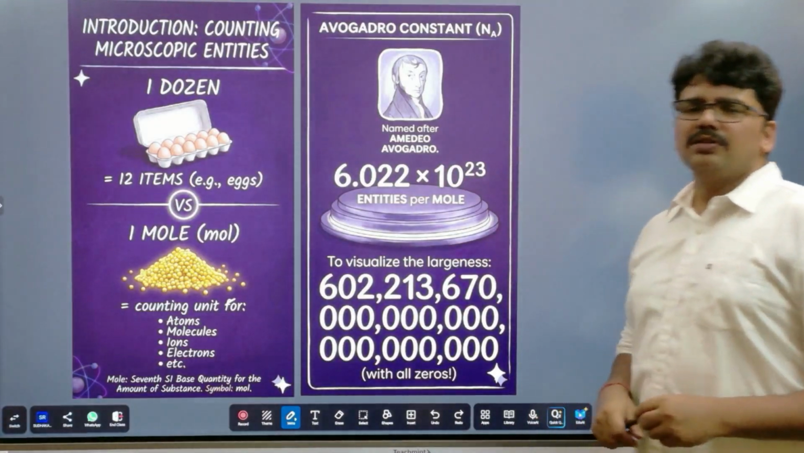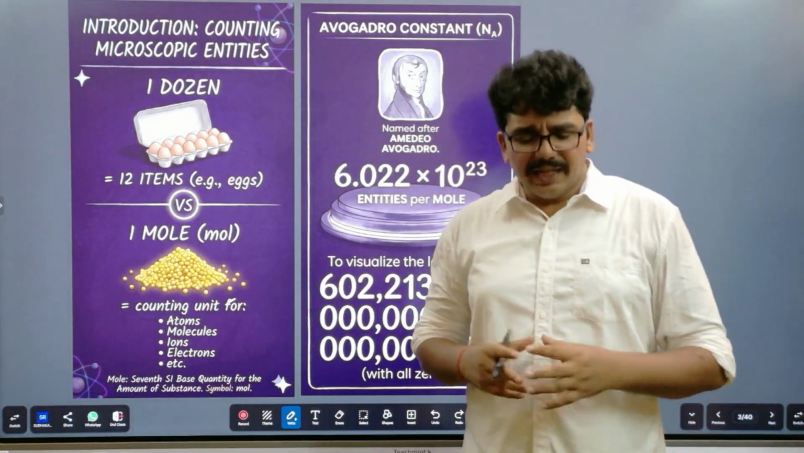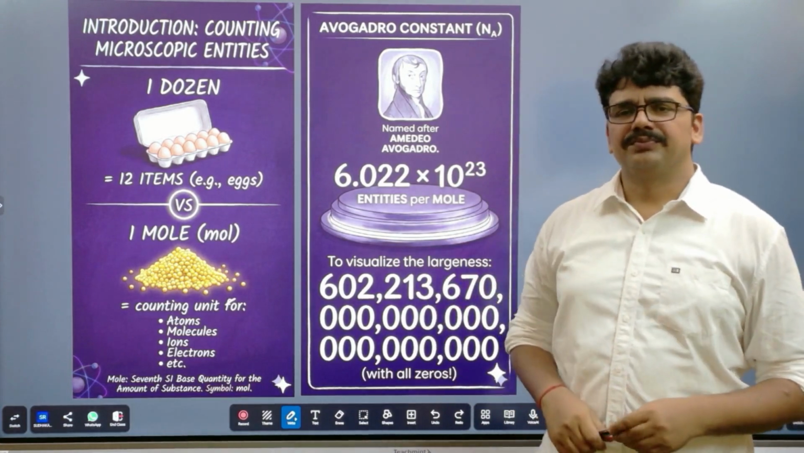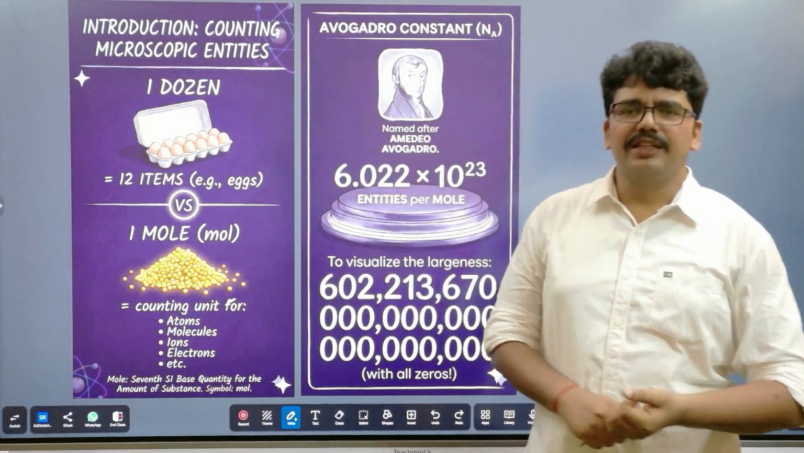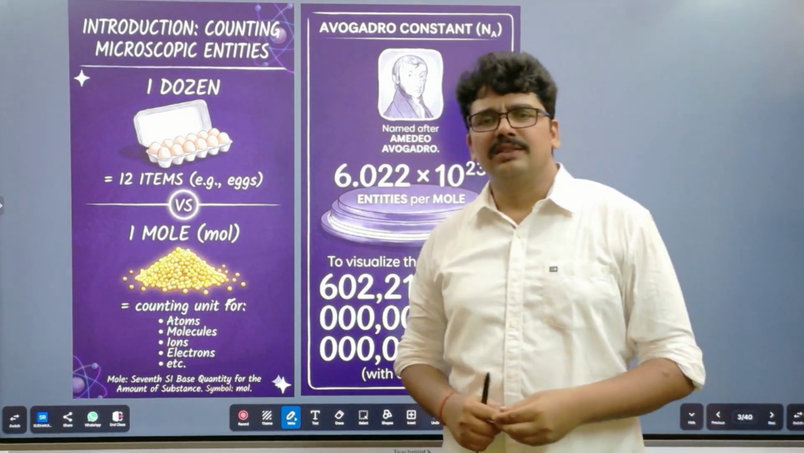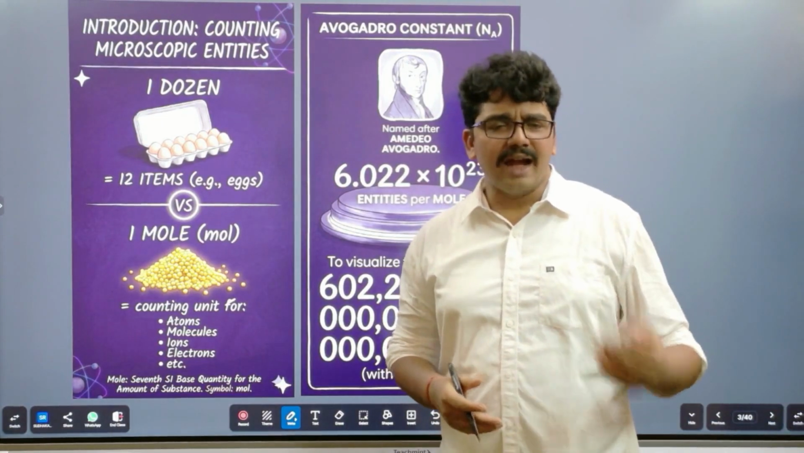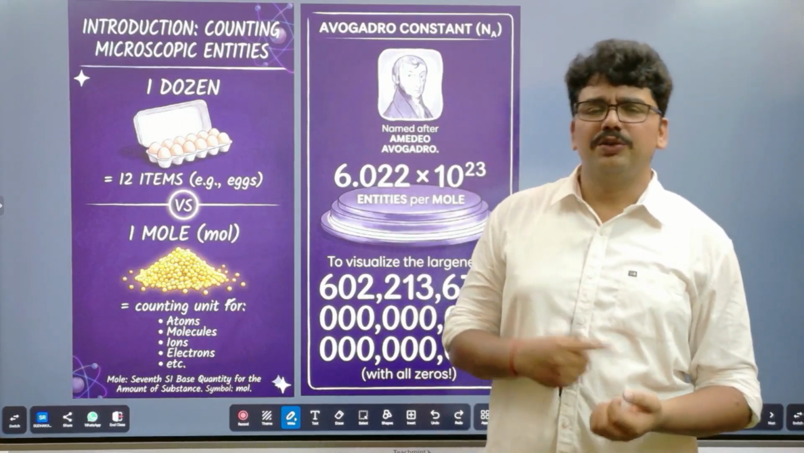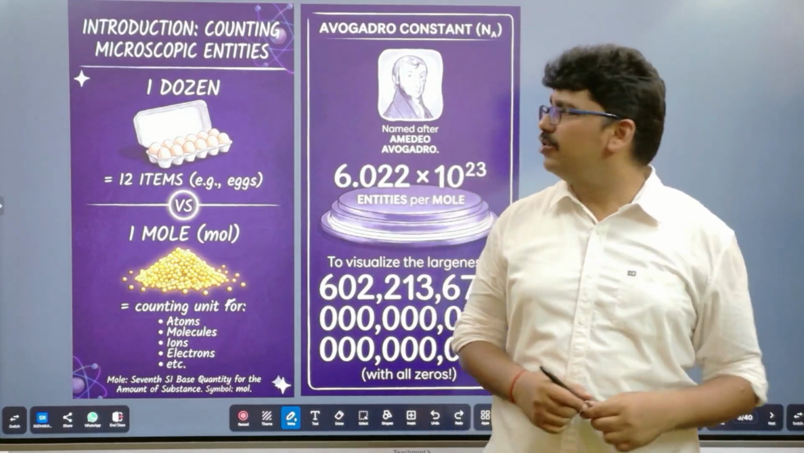Now, mole is just a counting unit. It is a measuring unit. It can be used for anything. 1 mole atoms, 1 mole molecules, 1 mole ions, 1 mole electrons. So mole can be used for atoms, molecules, electrons, neutrons, protons, for anything, because it is just a counting unit.